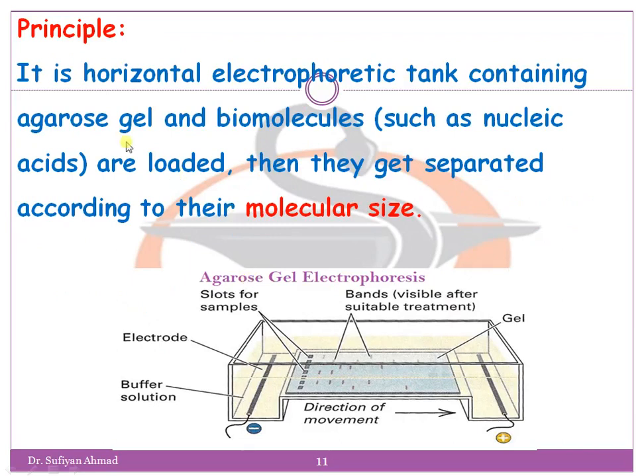So what is the principle of agarose gel electrophoresis? When a potential difference is applied across the electrodes of a horizontal electrophoretic tank containing agarose gel, and biomolecules such as nucleic acids are loaded, they get separated according to their molecular size. The bigger molecules have more molecular size and smaller molecules have small molecular size, and they move to their respective electrodes. Here the agarose gel acts as a sieve.